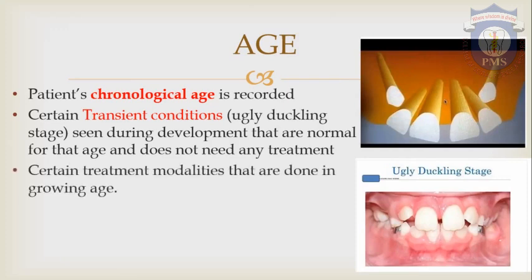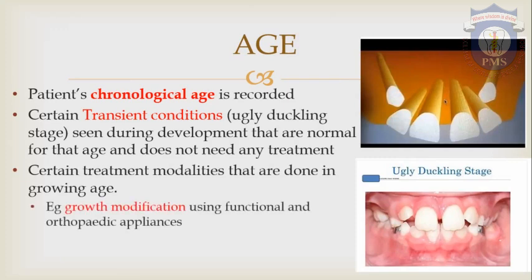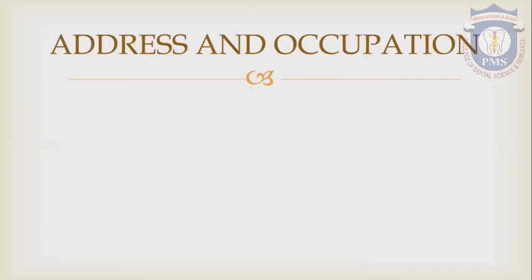Certain treatment modalities that are done in growing age. For example, certain growth modification using functional and orthopedic appliances can be done only in a certain particular age group. So recording of the age is of paramount importance in case of an orthodontic case history taking. Also, certain surgical procedures can only be done after growth cessation, and this can also be properly assessed only if you know the right chronological age of the patient.